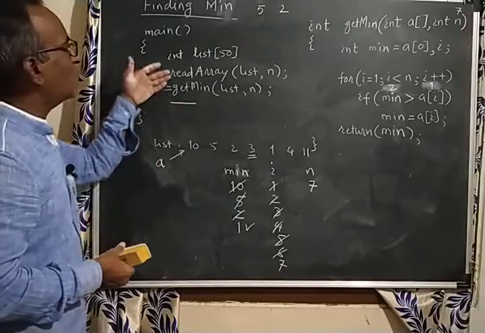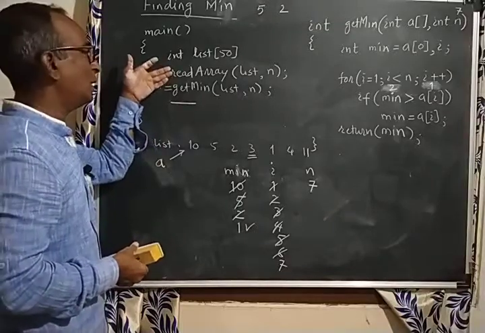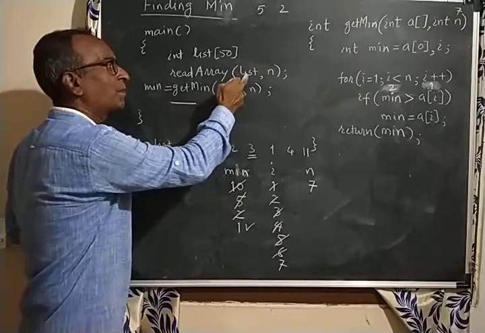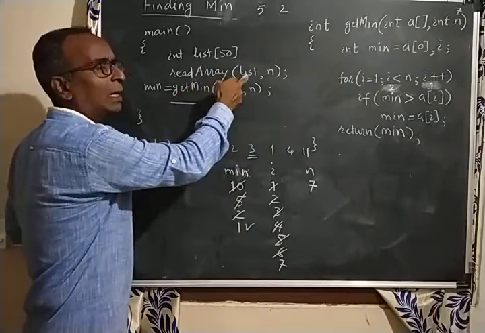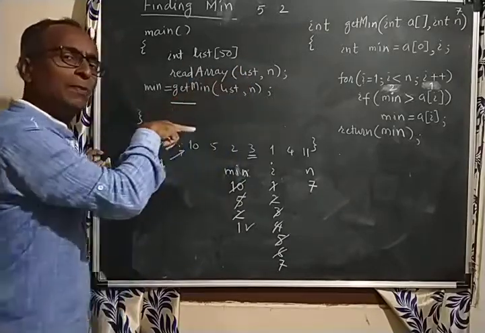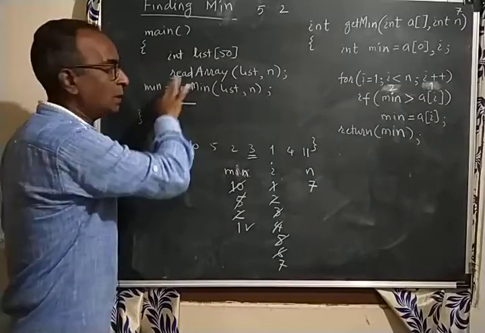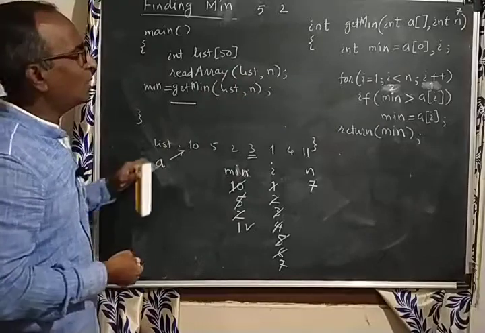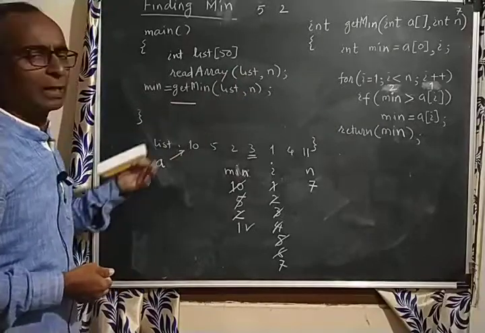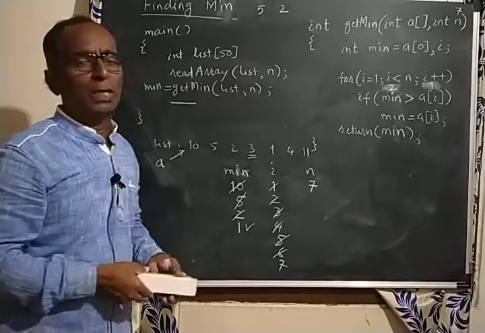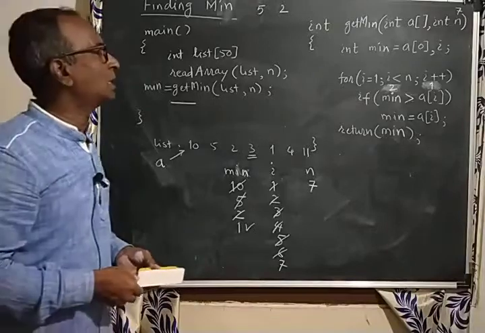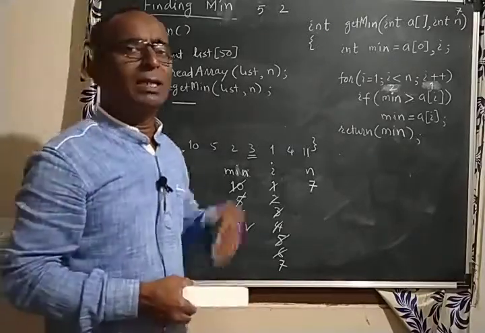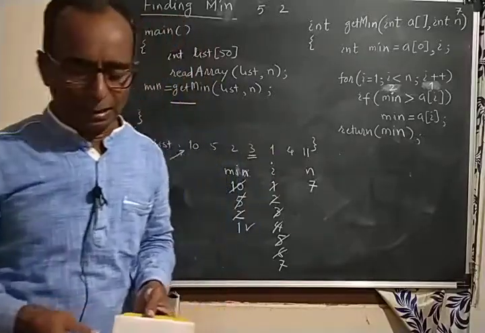So simply read array. As we are passing by reference, whatever change you make in read array will be reflected in the caller also, that is in main also. So that will be available. So see to it how different ways you can write these programs for getting maximum and minimum, right? So we'll see the next problems in the next videos.